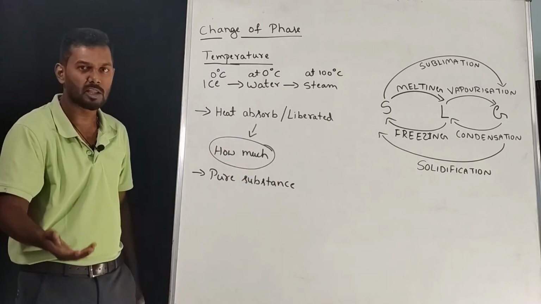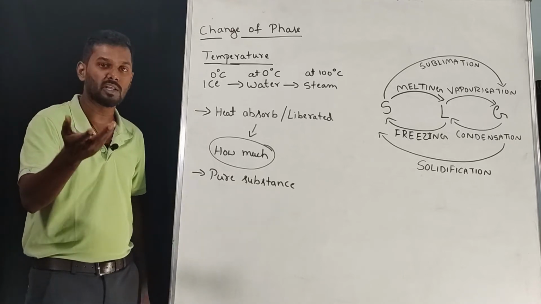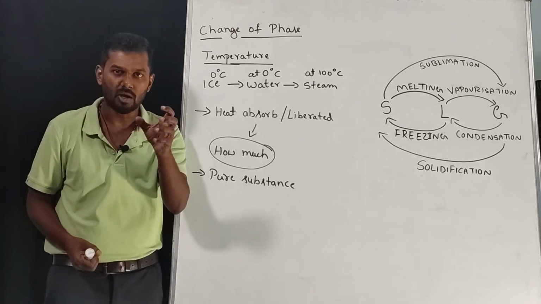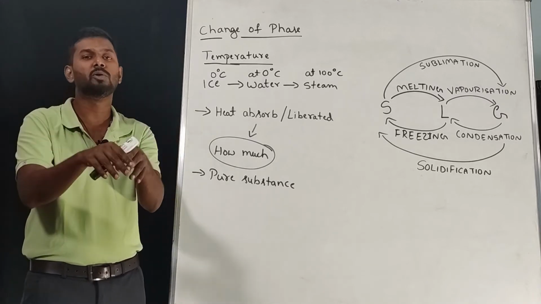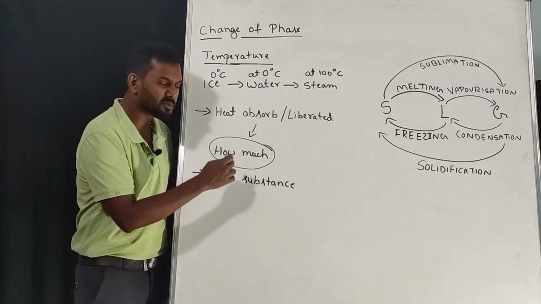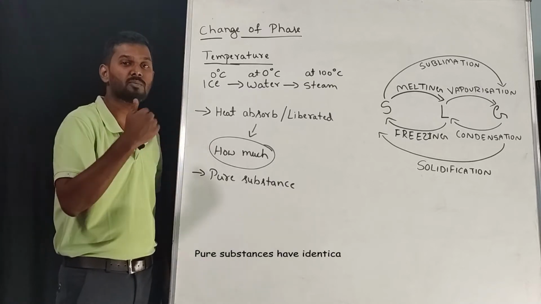Then pure substances. Pure substances are nothing but substances without impurities. I'll give you an example. Ice is a pure substance. If you add some salt, it becomes an impure substance. So pure substances have the same melting and freezing point.